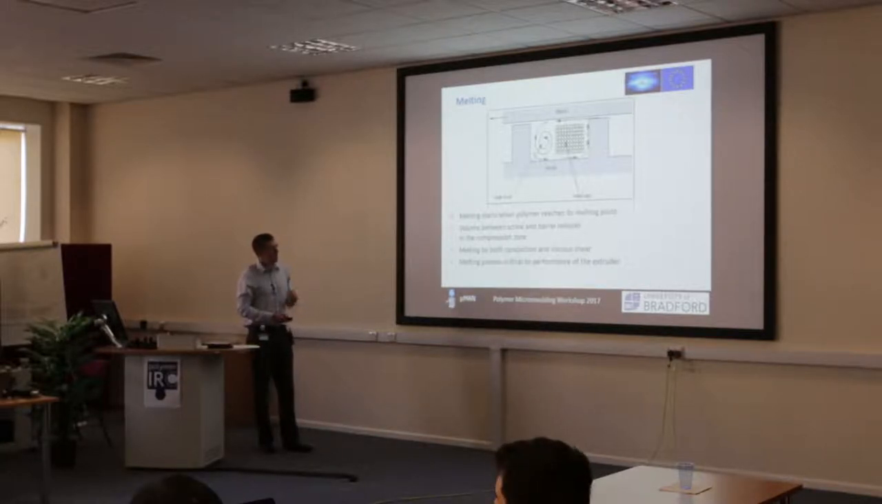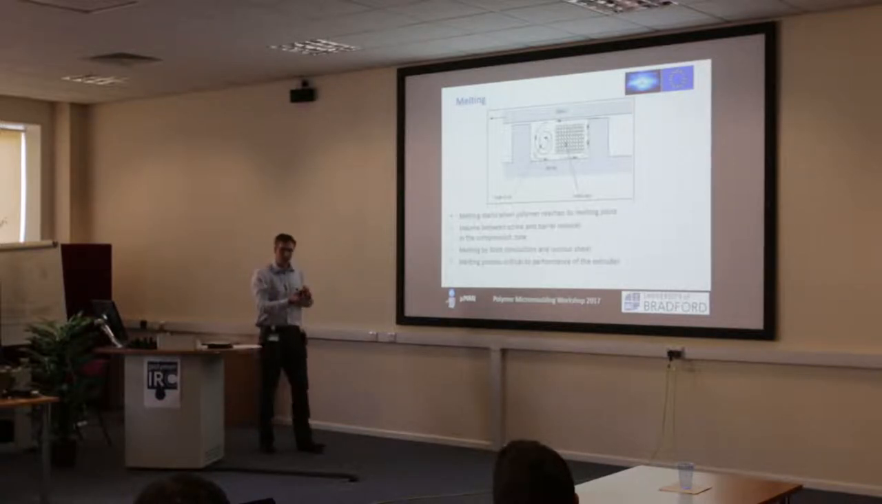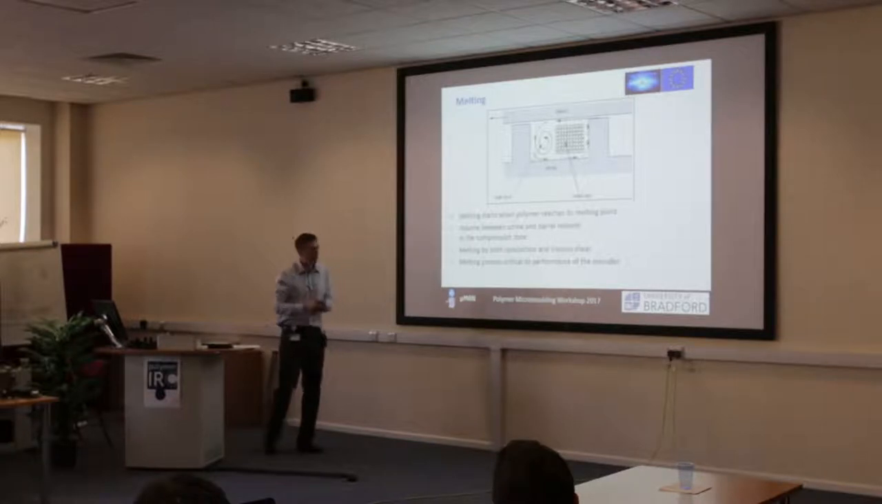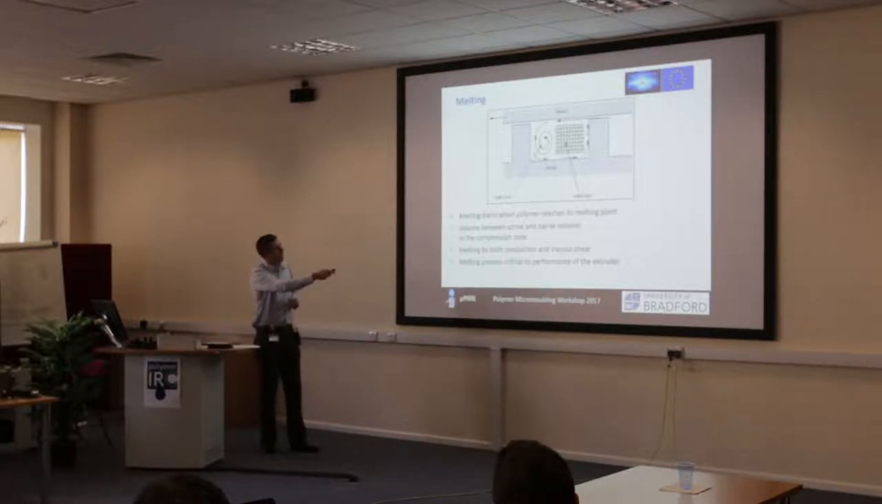And this is the mechanism by which the polymer melts. Because the barrel is hot and the screw is hot, initially all the material will be a solid bed packed together. It will consist of pellets all packed together. The first part to melt will be a layer of film around the outside of this packed bed.